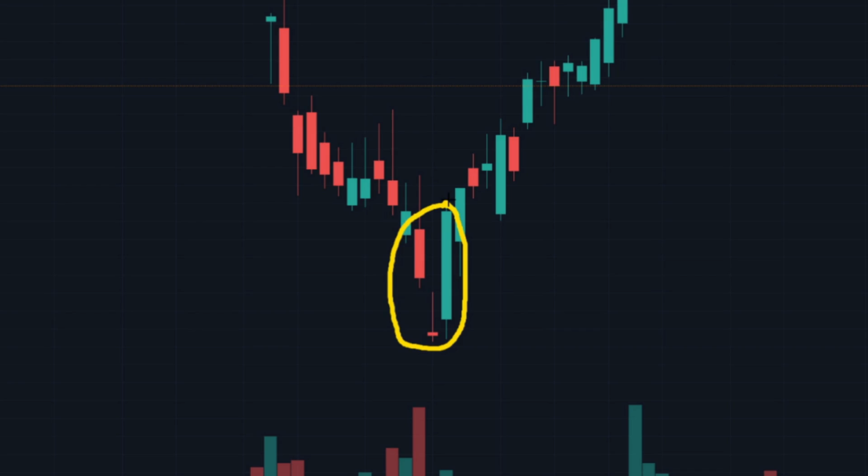I have a video about that, and it will be linked up in the corner in the i if you want to learn more about it. But this right here is actually also a morning star. And we can see that after this, we saw a strong shift of momentum to the upside.